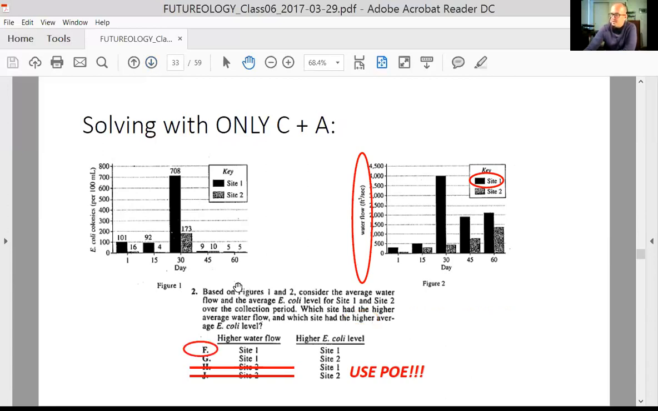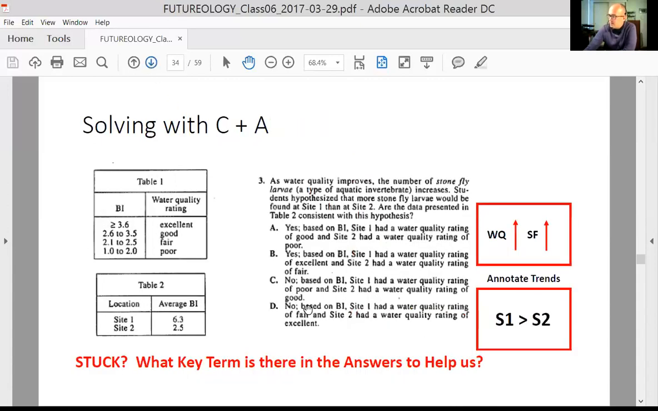The correct answer is F. If you chose F, well done. And let's move on to another solving with the charts and the answers.